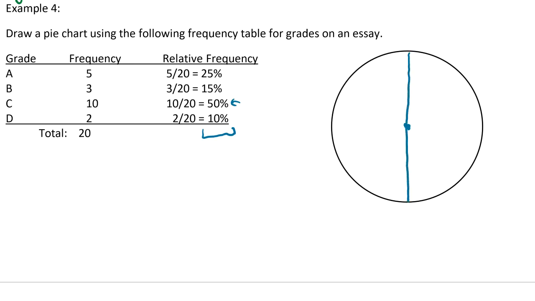means we just cut it straight in half. All right, this is C, this is 50%. Nice and easy. Next up, we have A. A is 25%. That's a quarter of the circle. So again, another easy one. Just cut it into a fourth. This is A up here. This is 25%.